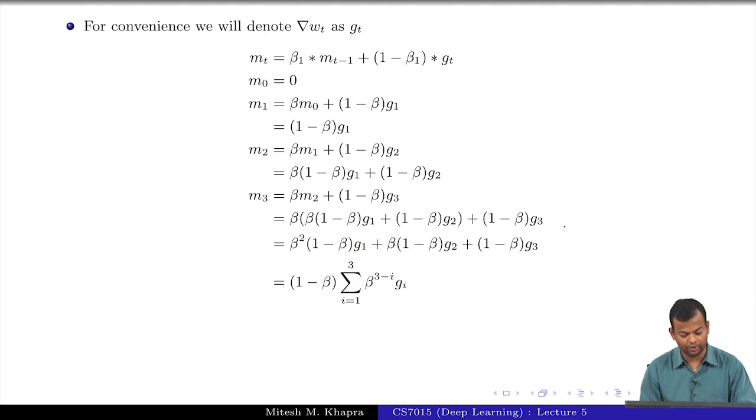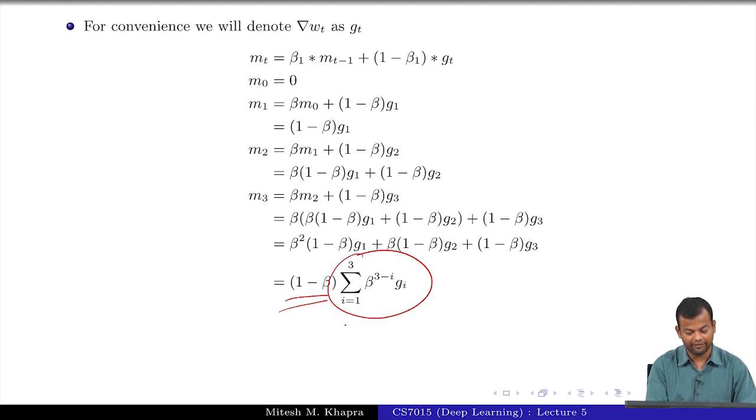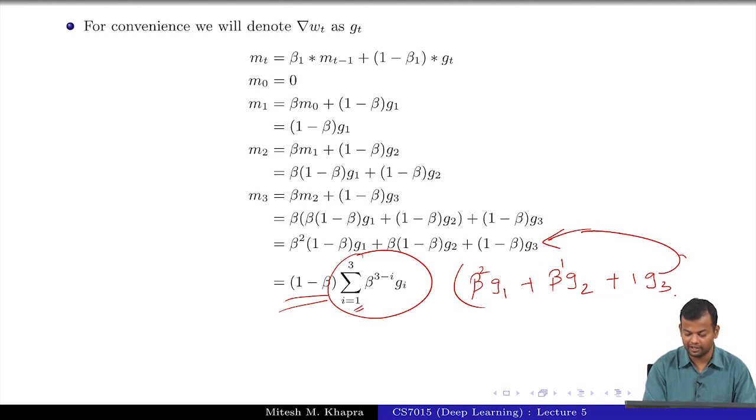Let's try to write this more compactly. I've taken 1 minus beta common, and then I've written the remaining terms as this particular summation, and you can verify it. When i is equal to 1, this is going to be beta raised to 3 minus 1, which is beta square into G1. When i is equal to 2, this is beta raised to 3 minus 2, which is beta into G2. And when i is 3, this is beta raised to 3 minus 3, which is beta raised to 0, which is just 1, into G3. So we get back the same expression that we had here, of course with a 1 minus beta outside. This is a more compact way of writing it, and this was for the third entry, for M3.